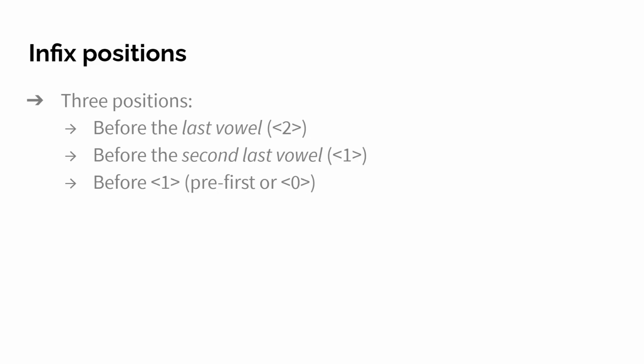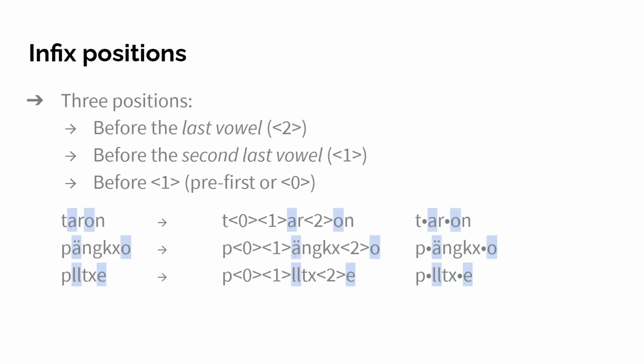The reasoning for that is that per position you can only have one infix. And because of this, we need another position before 1, because there are some things that can be combined. And also I just like to make it clear where to exactly put something. But yeah, pre-first or 0 just always goes directly in front of 1. So here are some examples.